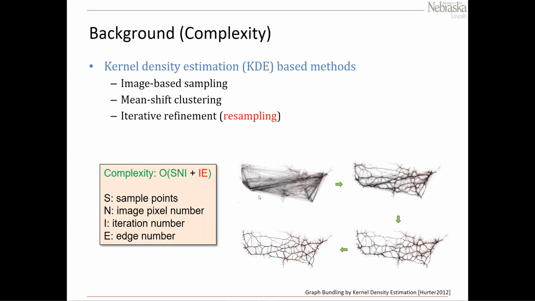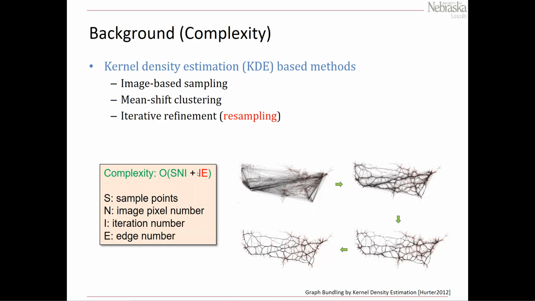In this case, you can see the complexity has nothing to do with the edge number. You can see here the original E squared has been removed, and the whole complexity is dominated by the sampling points. So basically, you only need to move the sampling points, and the complexity only depends on the number of sampling points.